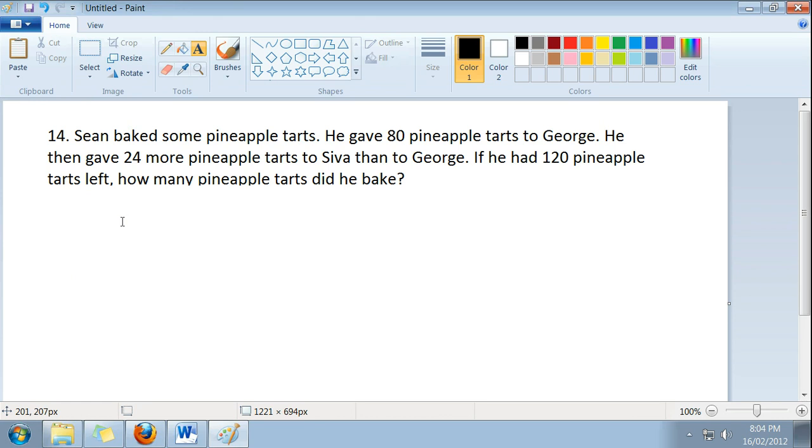Alright, 14. Sean baked some pineapple tarts. He gave 80 pineapple tarts to George. He then gave 24 more pineapple tarts to Siva, then to George. If he had 120 pineapple tarts left, how many pineapple tarts did he bake?